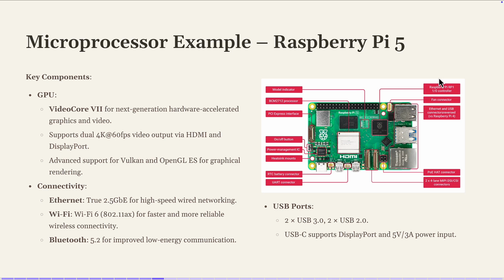And it has also connectivity, advanced connectivity. You can connect through the Ethernet to a local network at 2.5 gigabit for high-speed wired networking. It can connect to Wi-Fi 6 for faster and more reliable wireless communication, and also you can connect it through Bluetooth 5.2 for improved low energy communication. So you have different options on how you can communicate to your device.